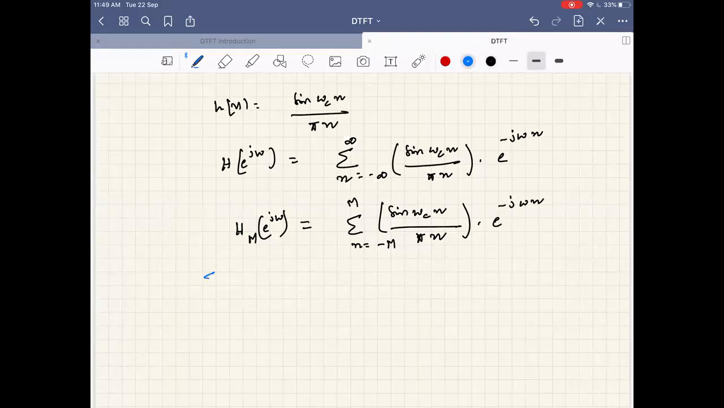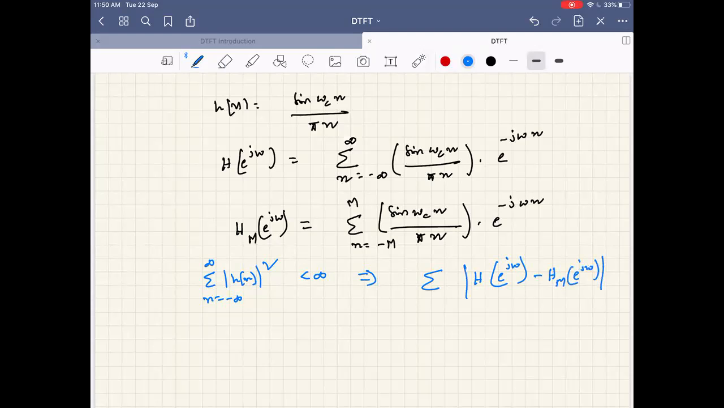What does mean square convergence give? Say, in case the summation of x of n from n equal to minus infinity to infinity is less than infinity, then that implies that the integral over a continuous variable, minus pi to pi, of the magnitude of H of e power j omega minus H_M of e power j omega, whole square, d omega, is close to 0. Here it is all H, so we will write H, but it is equally valid for X as well. This is the mean square error.